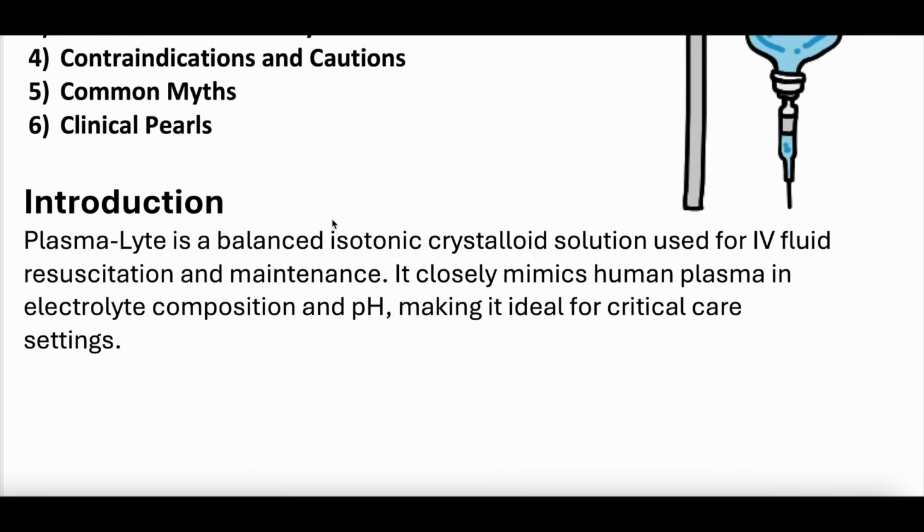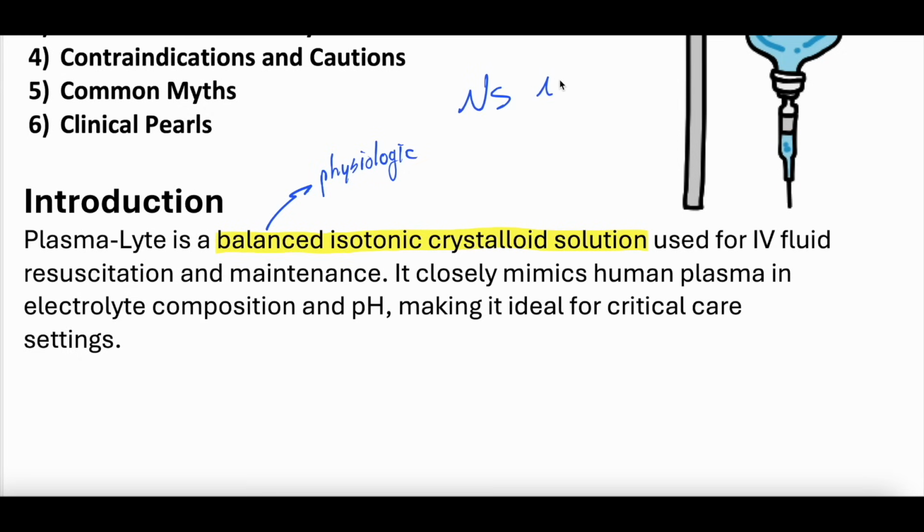But PlasmaLyte in general is a balanced isotonic crystalloid solution. If we break that down, balanced, for those of you that have watched some of these videos, supports that this is more physiologic. This is in contrast to an unbalanced crystalloid solution, such as normal saline, right? Normal saline has 154 milliequivalents of sodium. It's got 154 milliequivalents of chloride. This is much higher than serum levels, so this is an unbalanced solution. Whereas PlasmaLyte is much closer to serum physiologic levels of electrolytes, so it's balanced.